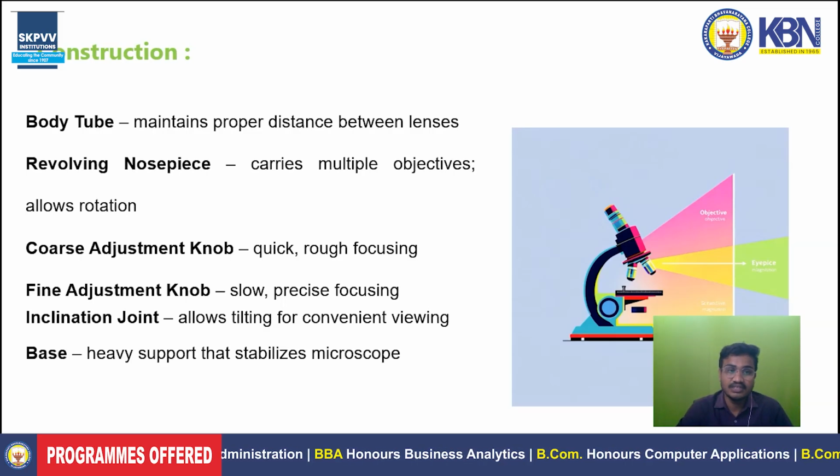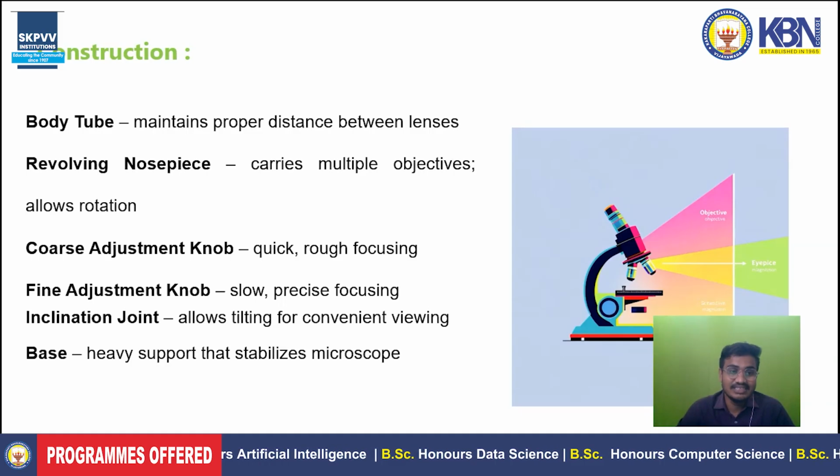Okay. The next one is the coarse adjustment knob for quick and rough focusing. In order to have a rough focus, we'll use this knob called the coarse adjustment knob. And the next one is the fine adjustment knob. The fine adjustment knob is for precise focusing. So the coarse adjustment knob and fine adjustment knob are different. For the rough focusing, we'll use the coarse adjustment knob. For the precise and slow focusing, we'll use the fine adjustment knob.